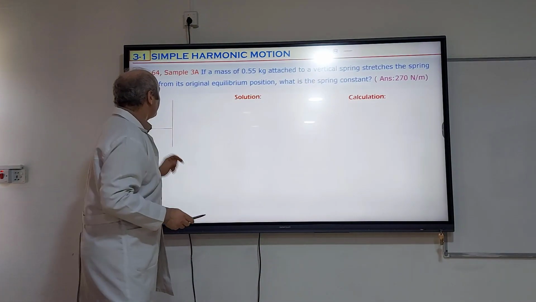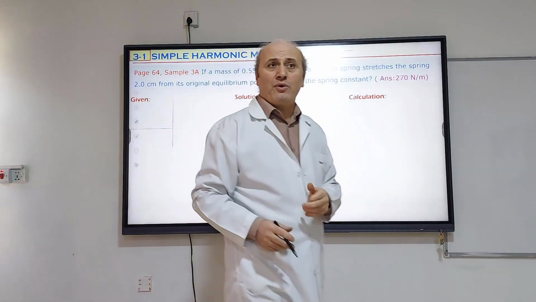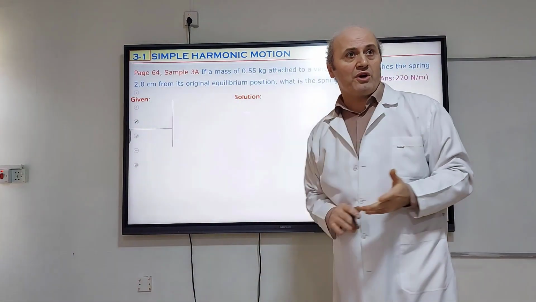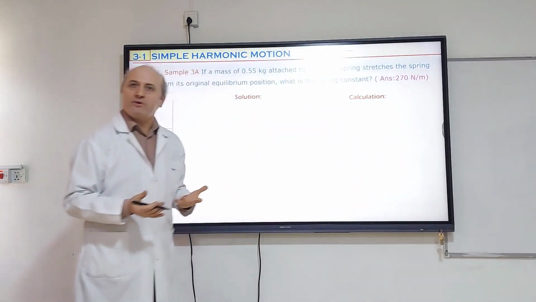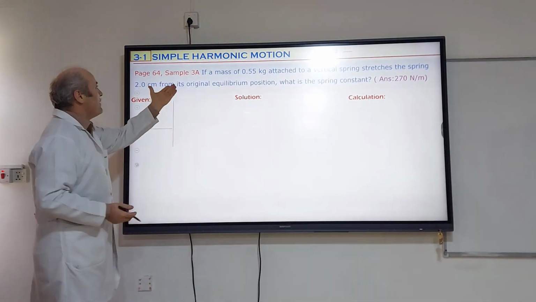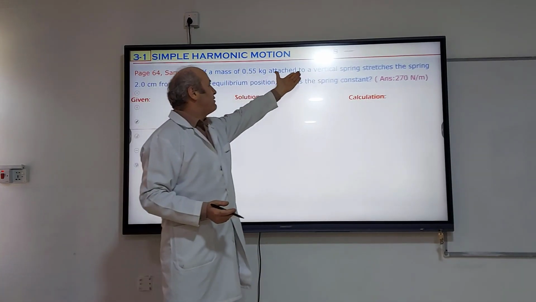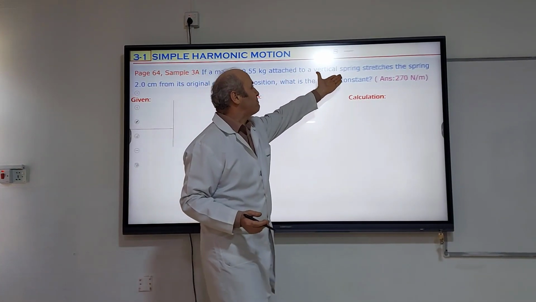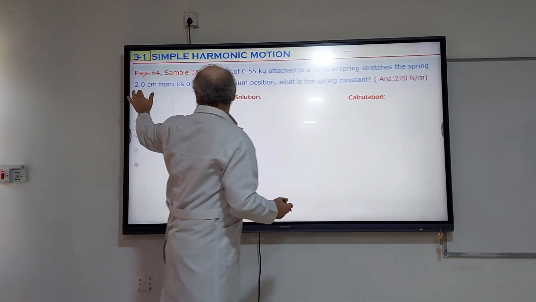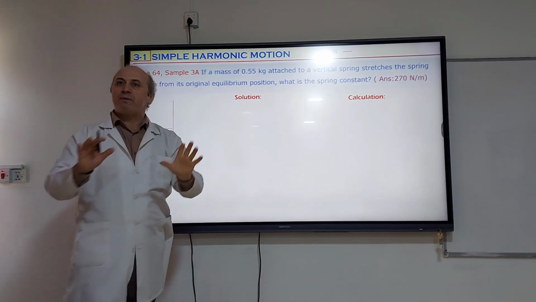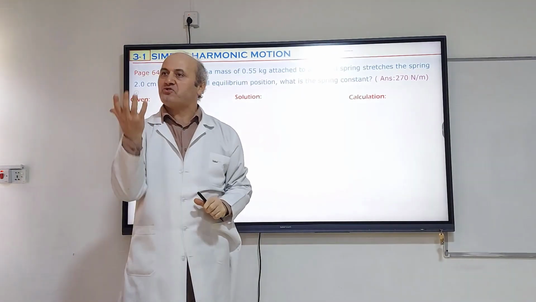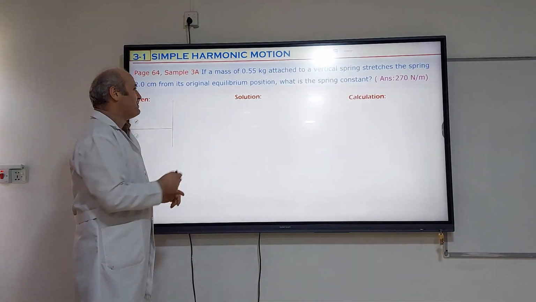Okay, then there was a question about this. I mean, this is a ministry question. Quickly, I will solve it, and then we'll see how we solve it. See that? If a mass of 0.55 kilogram is attached to a vertical spring and stretches the spring 2 centimeters from its original equilibrium position. Equilibrium position, you know what it is, the unstretched position. What is the spring constant, it says?